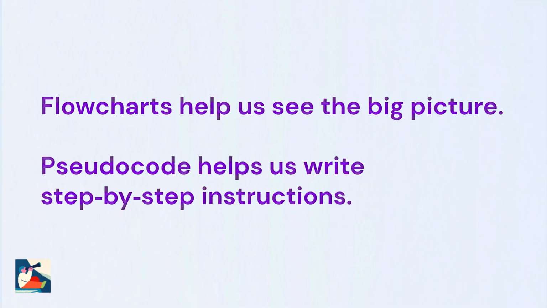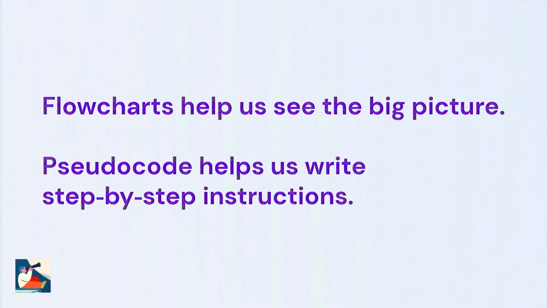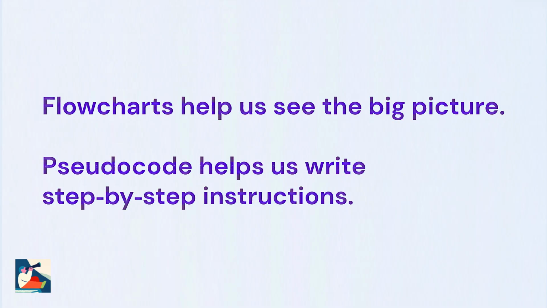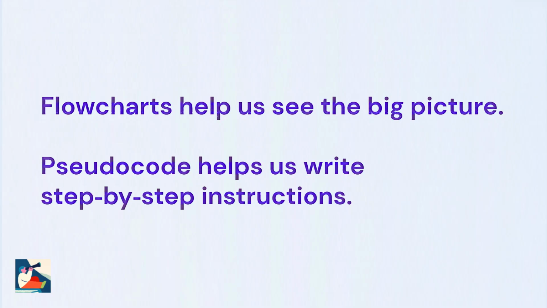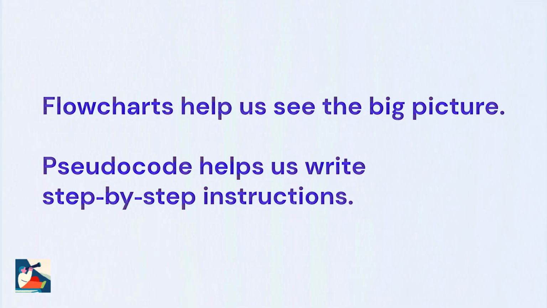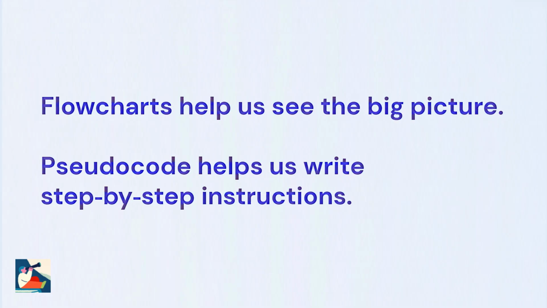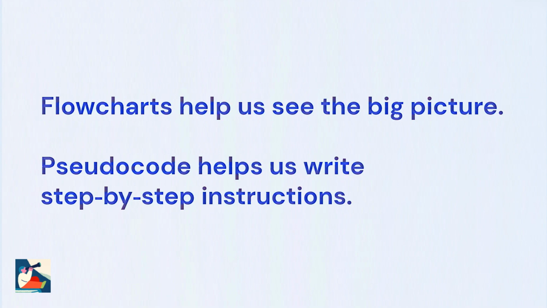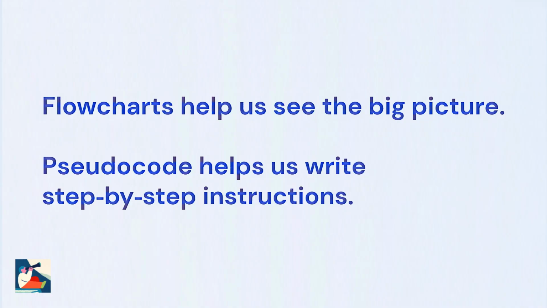Benefits. Flowcharts help us see the big picture. Pseudocode helps us write step-by-step instructions. Together, they make problem-solving easier, faster, and more fun. Flowcharts and pseudocode are best friends. One shows pictures, the other shows words. Try making both for your next project, and you'll be a problem-solving superhero.